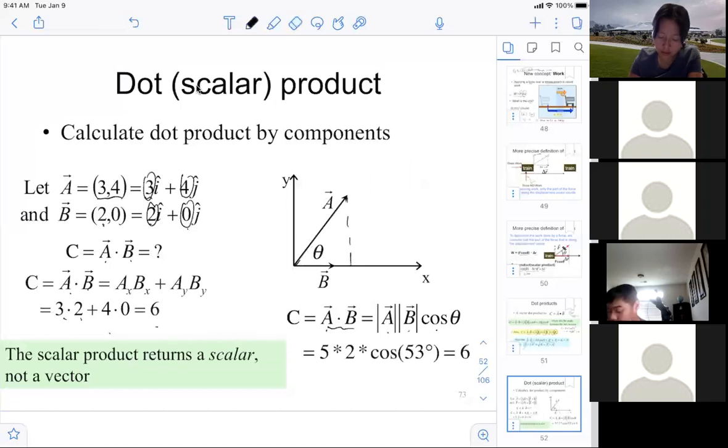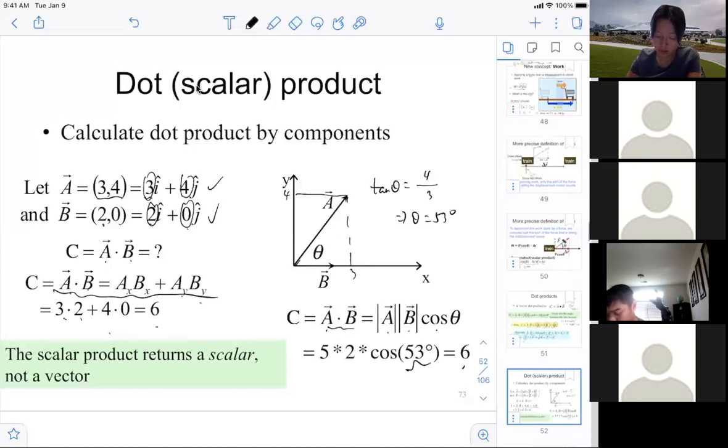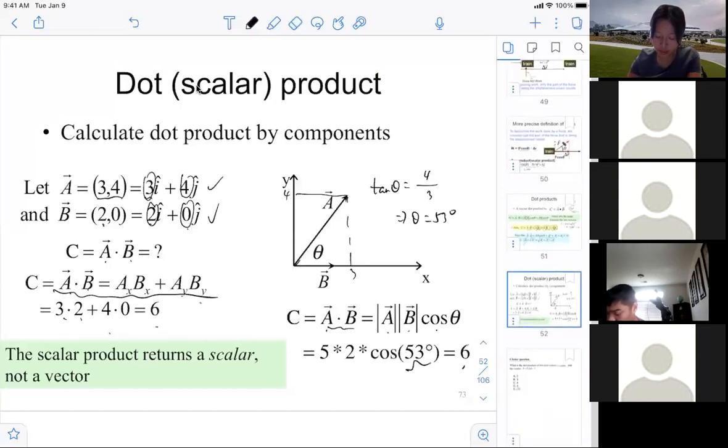So in this case, I know tangent theta is 4/3. So I know theta is 53 degrees. So you can find theta and plug it in. You get C is also 6. So you can see that if your information is given to you like this, it's probably easier to choose this expression to find C. But both ways could work. And dot product will give you a scalar and return a scalar for you.